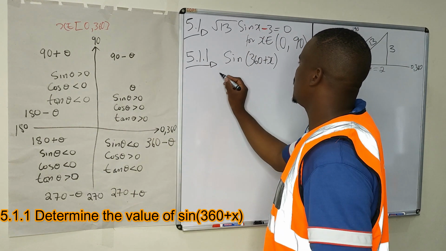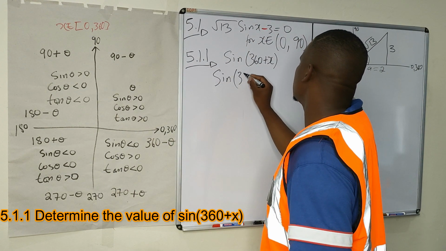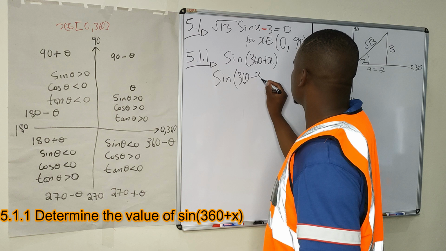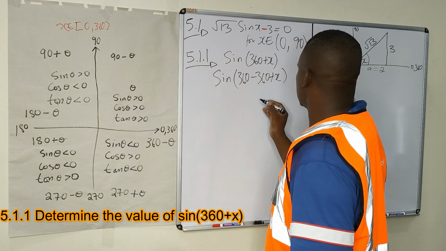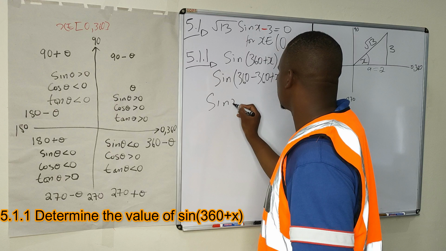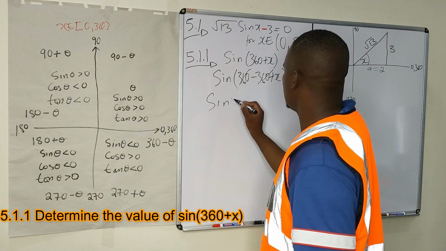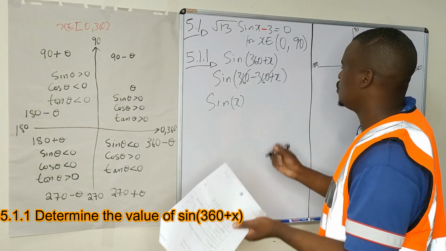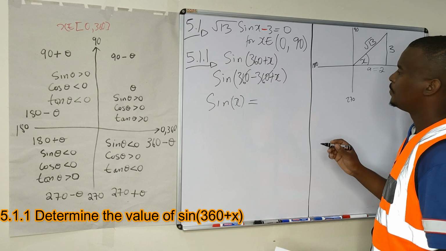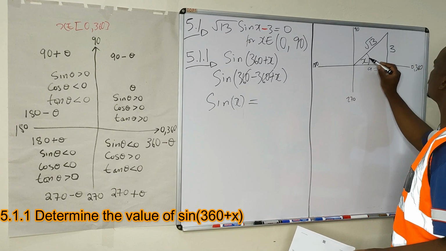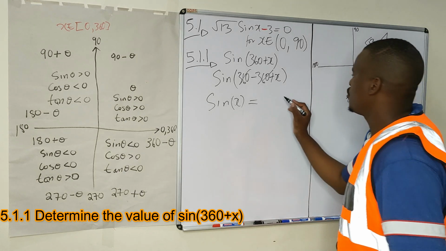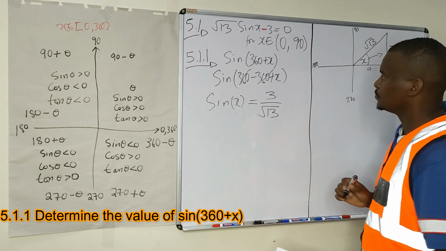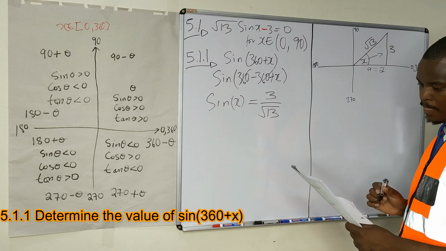So which means you have sine of 360 plus x, because it's above this part, minus 360. What do you have? You have sine x, this and this go away. So sine x, you look at it on your triangle. Sine x is equal to the opposite side over the hypotenuse, which is equal to 3 over root 13, which is what you are given. That's how you do this one.